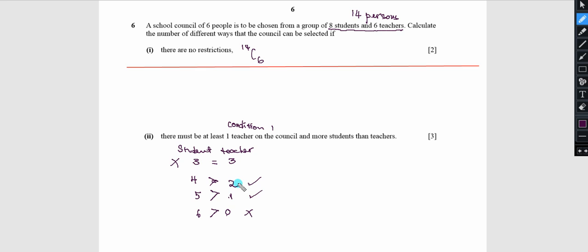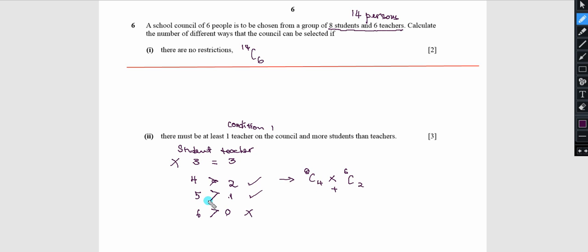So basically, we need to find the number of ways of 4 students and 2 teachers, plus the number of ways of 5 students and 1 teacher. This one would be: you're going to select 4 students out of the total 8 students, so it's 8 C 4, times, I'm going to choose 2 teachers from the total 6 teachers, so it's going to be 6 C 2. That is the number of ways where you have 2 teachers and 4 students. So from this calculation you get a number of ways.